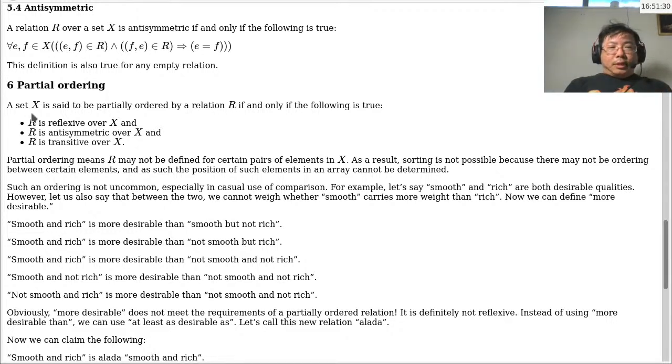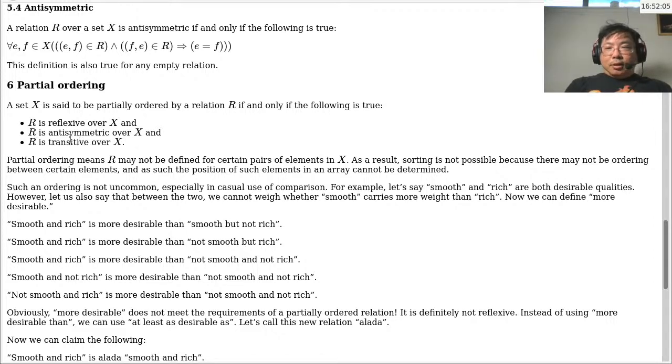Partial ordering is actually fairly easily defined, given what we have already talked about. A set X is said to be partially ordered by a relation R if and only if the following is true. R is reflexive over X, and R is antisymmetric over X, and R is transitive over X. Symmetric is not important here. We're looking for the other three, but we don't need something to be symmetric.